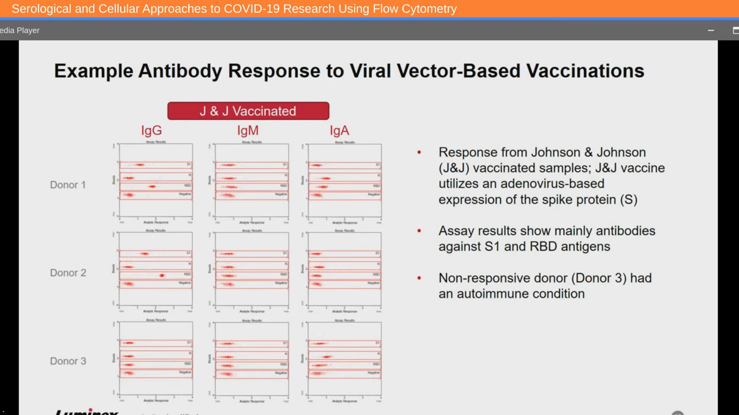We next studied the antibody response in samples that we obtained from J&J vaccinated donors. In the few samples we studied, we noticed that while a couple of the donors had the expected response against the S1 and RBD protein, as would be expected with this kind of vaccine, one of the donors had no IgG, IgM, or IgA levels. And it was interesting to note that this non-responsive donor had an autoimmune condition.